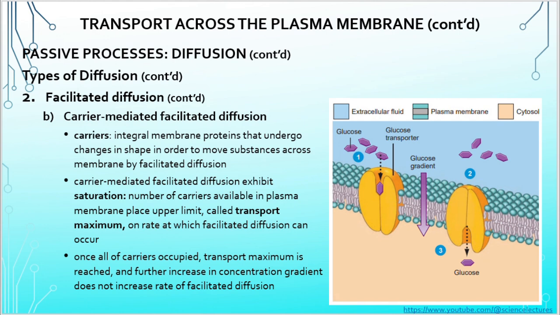Substances that move across the membrane by carrier-mediated facilitated diffusion include glucose, fructose, galactose, and some vitamins. Glucose enters many body cells by carrier-mediated facilitated diffusion, as shown in this figure here. Glucose binds to a specific type of carrier protein called the glucose transporter on the outside surface of the membrane. As the transporter undergoes a change in shape, glucose passes through the membrane. The transporter releases glucose on the other side of the membrane, the inside.